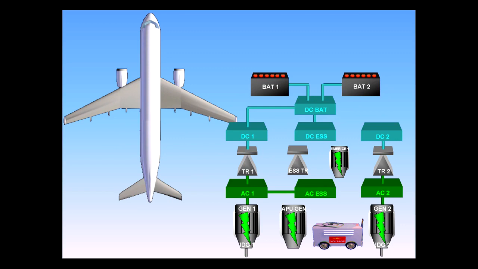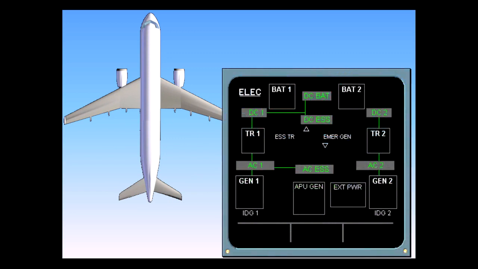You can see that all the components we have talked about are displayed on the ECAM page. Notice that each component has a title to aid identification. Let's briefly review the basic system using the ECAM electric page.